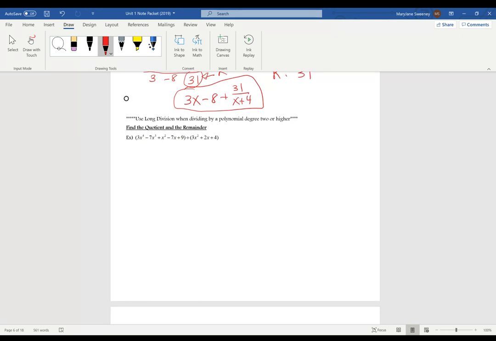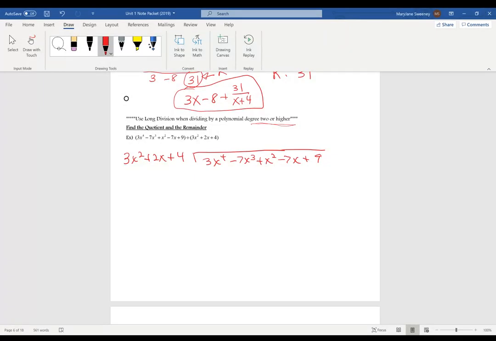All right, long division. So if you're dividing by a polynomial of degree 2 or higher, you have to use long division. So for instance, in this example, I'm taking the 3x squared plus 2x plus 4, putting that into 3x to the 4th minus 7x to the 3rd plus x squared minus 7x plus 9.